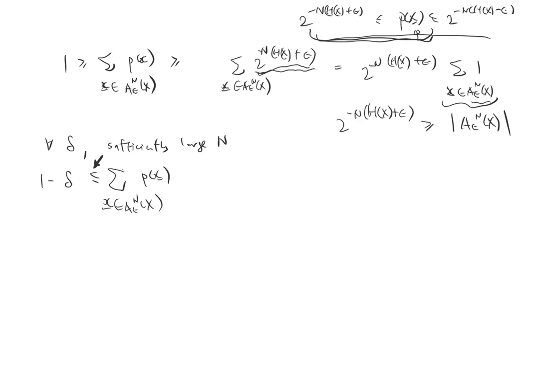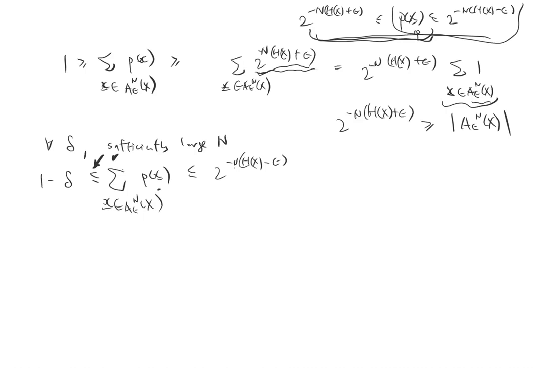So you can give me a delta, but I pick a large enough n, and then I can be sure that every x I'm drawing will be typical. Therefore the sum of the probabilities of all these typical sequences can be arbitrarily close to 1, so it will be bigger than 1 minus delta. And again, here I will use this bound, less than or equal to 2 to the minus n (hx minus epsilon).